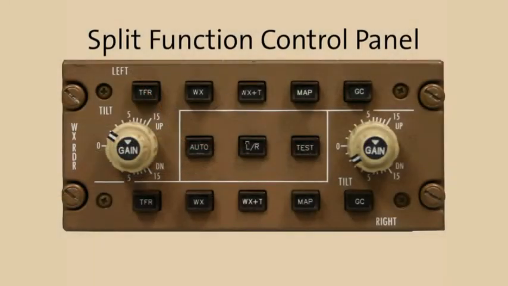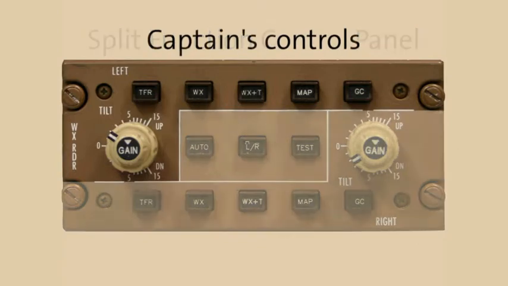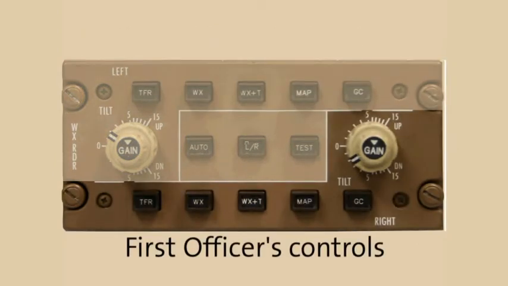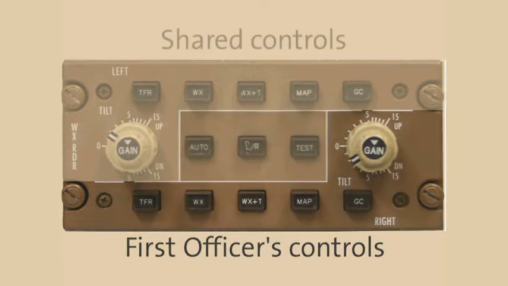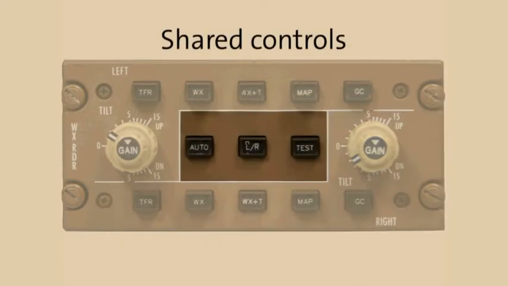Boeing aircraft are equipped with a split-function control panel, giving the captain and first officer independent control of the radar. The captain's controls are at the top and left, and the first officer's controls are at the bottom and right. Controls that are common to both crew members are in the center of the panel.